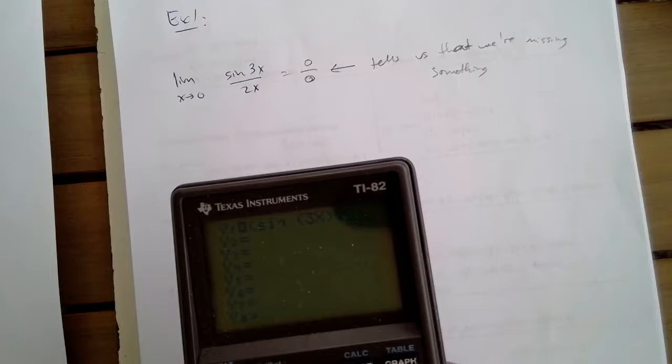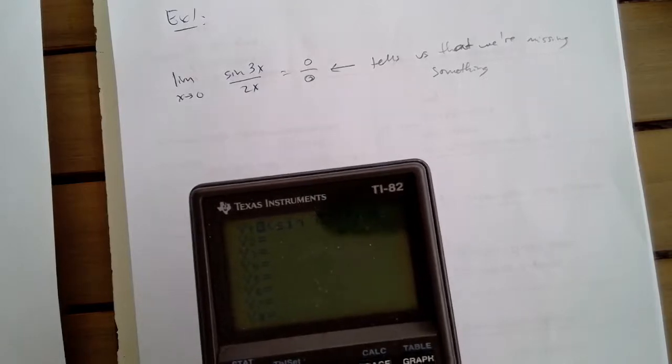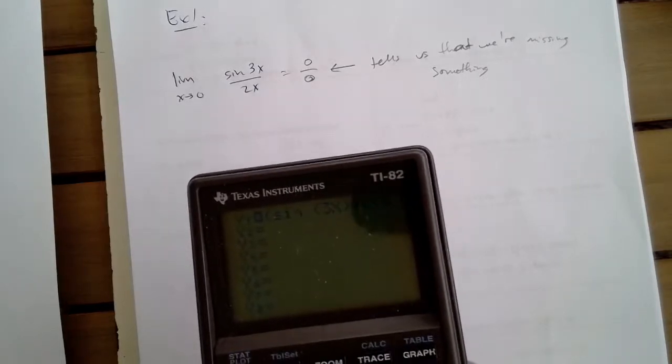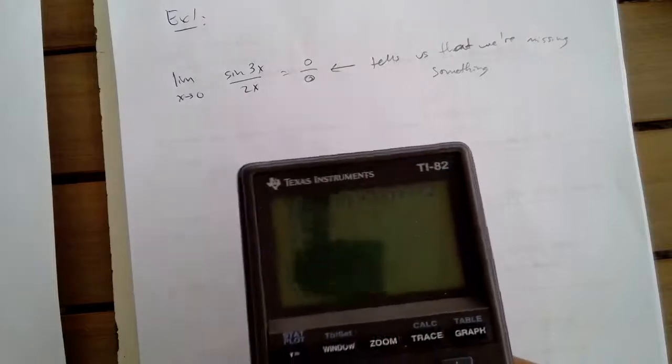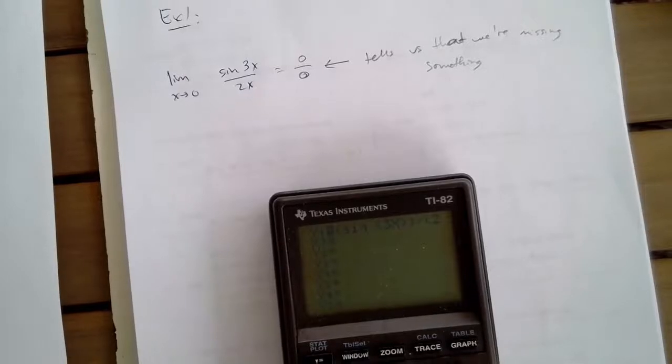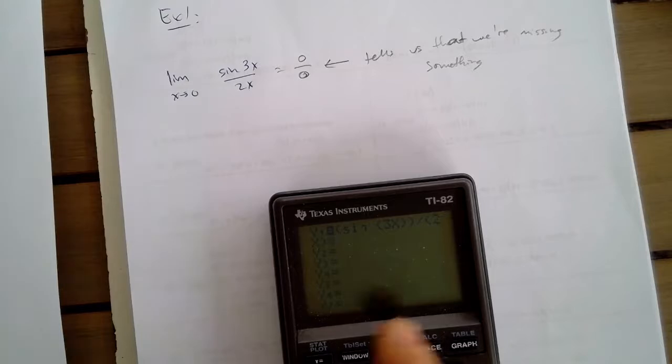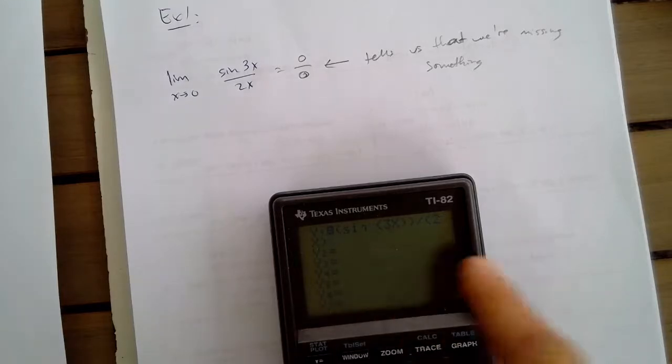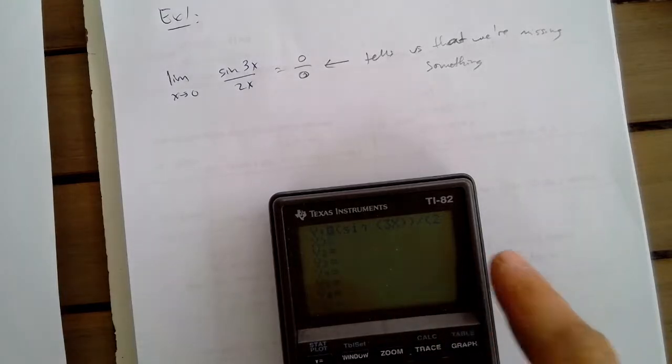And 2x for the denominator. Okay, so I'm going with the tried and true technique that always works: when in doubt, look at the graph. So we have sine of 3x divided by 2x. Be very, very careful with your parentheses, especially with the denominator, that the 2x is really in the denominator. A lot of people don't make sure it's in there and they get a totally different graph.